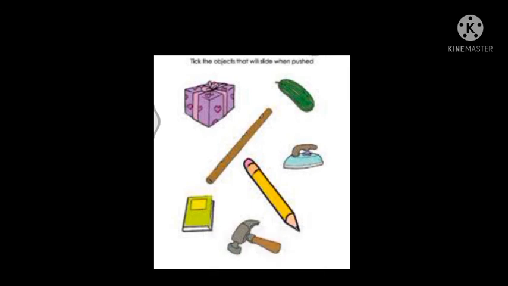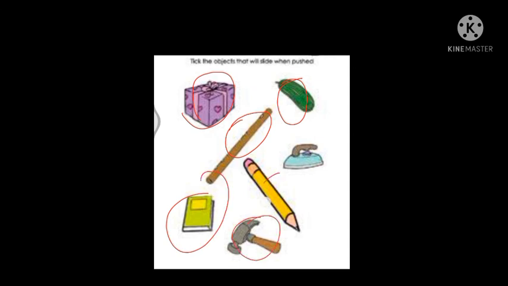Now the next question is: tick the objects that will slide. Now we have to tick objects which will slide. Which ones will slide? Clear? So here we have a gift box, right? Gift box, cucumber, stick, book, hammer, pencil, and iron. These are the things given, and we have to find out among these which will slide. We have to find out which objects slide, okay?